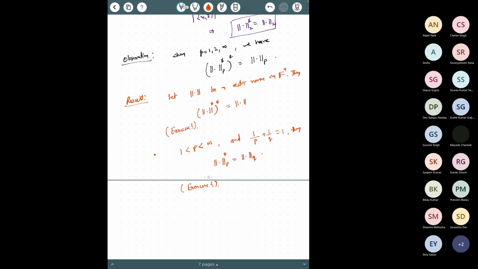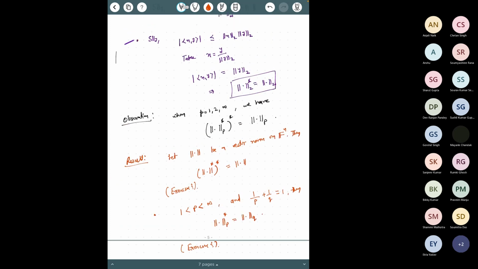So for p norms, we know what the dual would be. And one interesting thing we have noticed: at least for p norms, when p equals 2, this is the only case when the dual norm is equal to the norm itself. Only for the 2 norm we have seen that its dual is the norm, right? For other norms they are different. At least for p norms we have seen this.